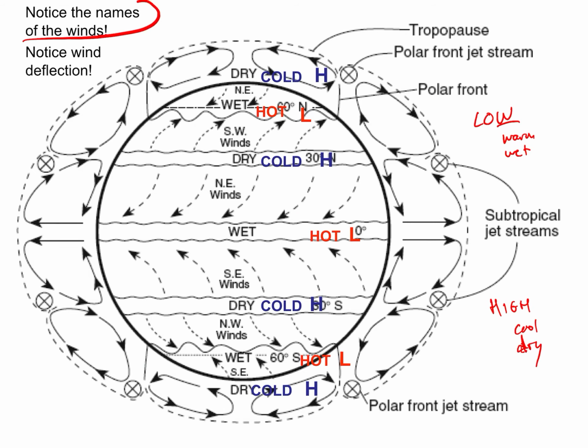All right, notice the names of the winds. All right, this is a northeast wind. Look at where it's coming from. If here's your compass and this is north, south, west, east, these winds are coming down like this. They're coming from the northeast. These are southwest winds. They're coming from the southwest. Okay?